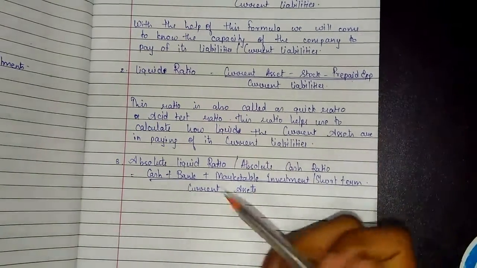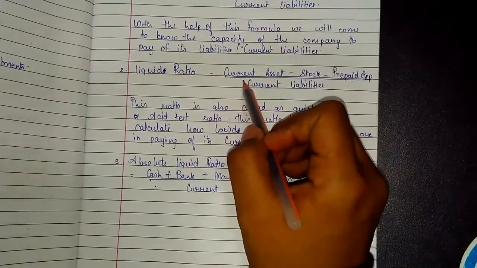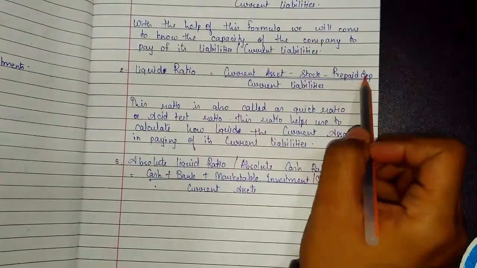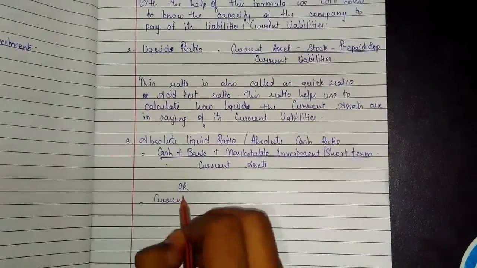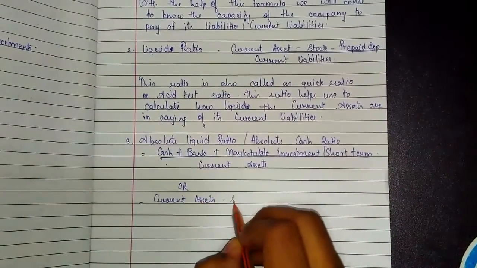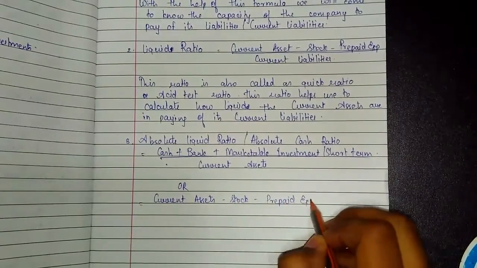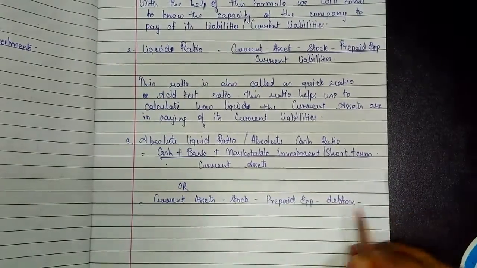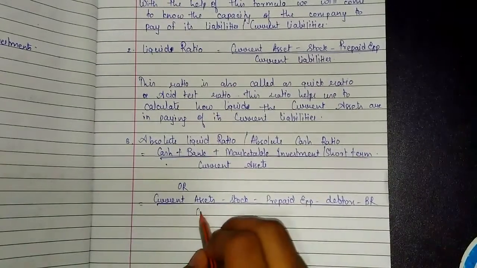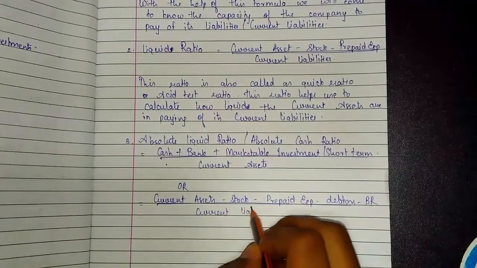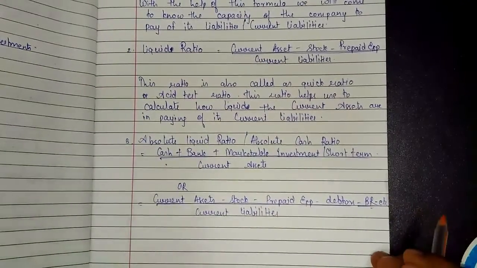If in the exam absolute liquid ratio is asked, write either in this format or write current assets minus stock minus prepaid expenses minus debtors minus bills receivables, etc., upon current liabilities. I hope now it is quite clear to you all.